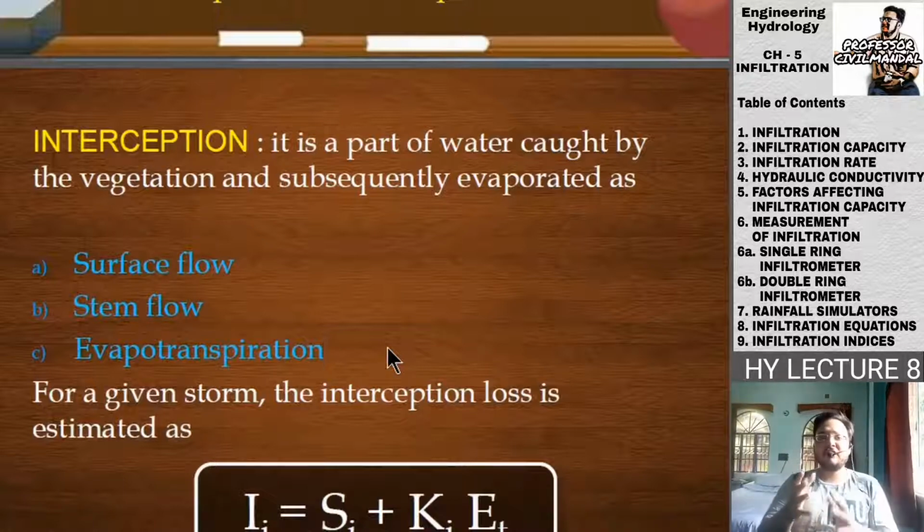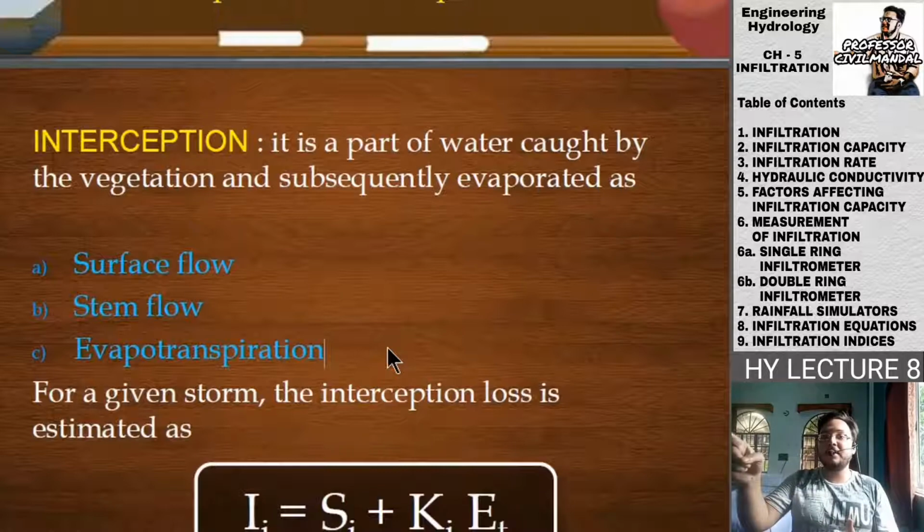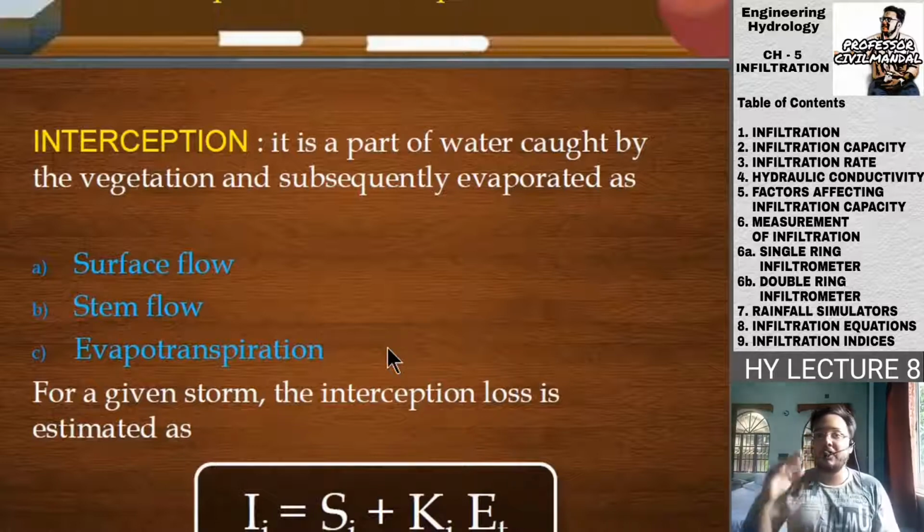This interception is somehow similar to when we play soccer, we play football. Suppose I am passing it to my teammate, and somehow the defender of the opponent comes and tries to stop the ball before it reaches my teammate. That is known as interception in football or soccer.